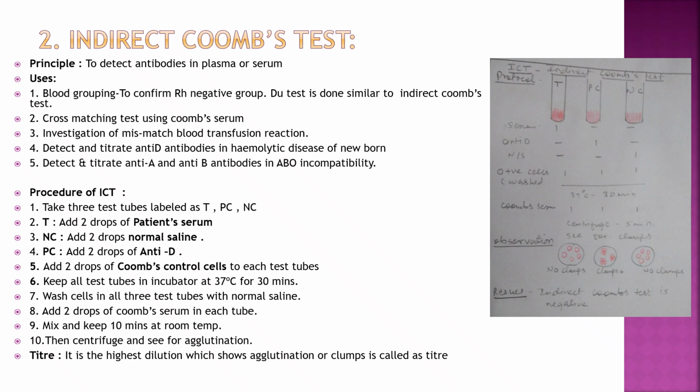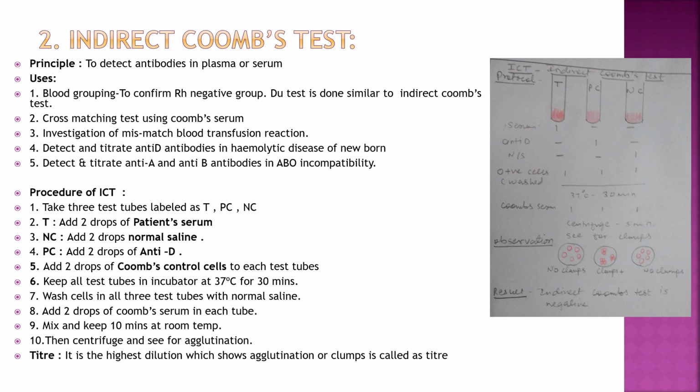Indirect Coombs test detects antibodies in serum. Uses: blood grouping to confirm Rh negative group; the DU test is done similar to the indirect Coombs test; cross-matching test using Coombs serum; investigation of mismatched blood transfusion reaction; detecting and titrating anti-D antibodies in hemolytic disease of newborn; and detecting and titrating anti-A, anti-B antibodies in ABO incompatibility.